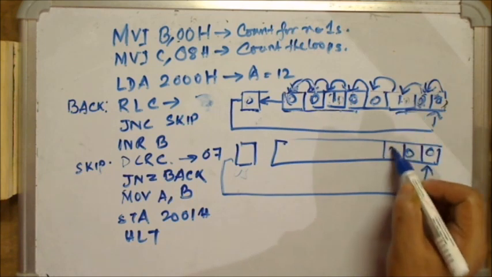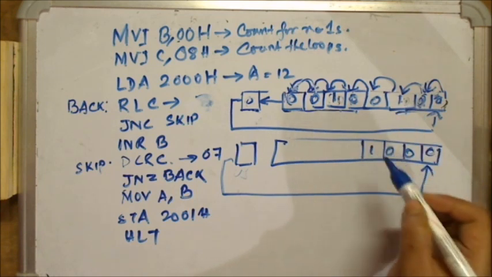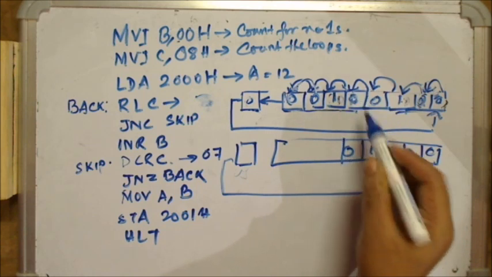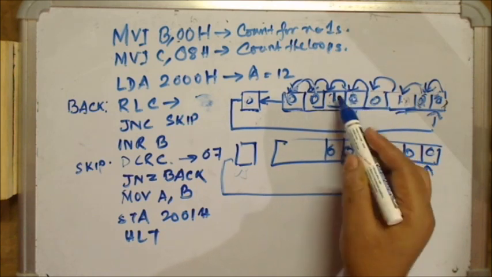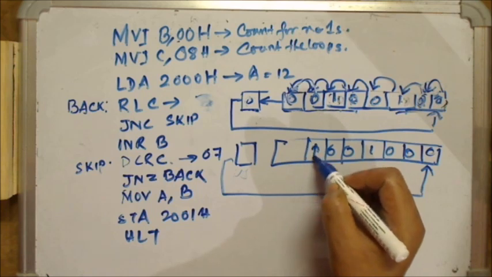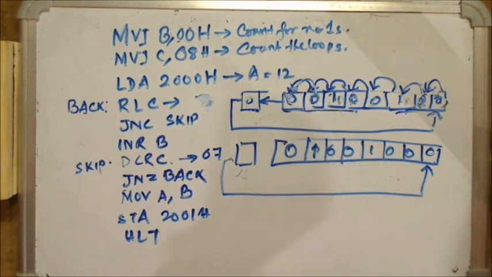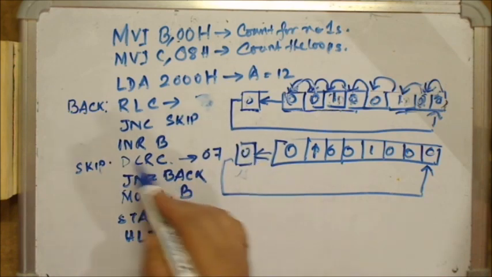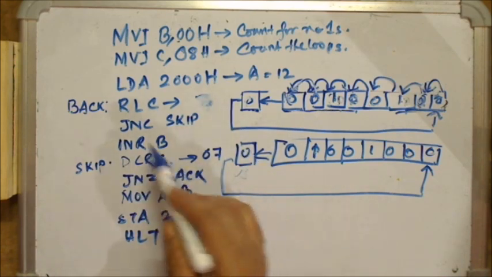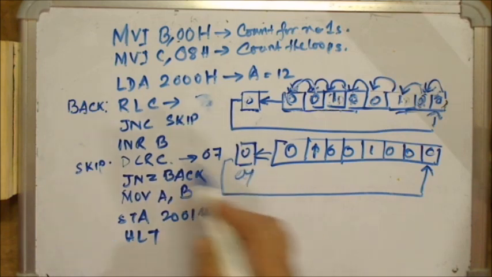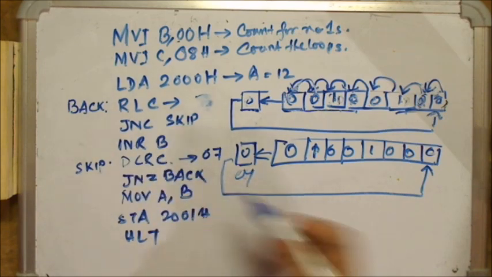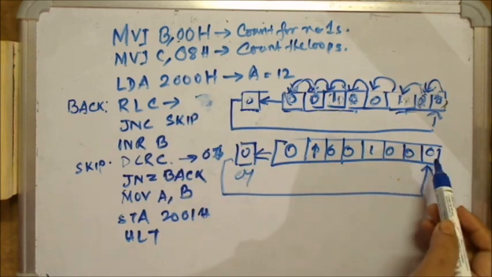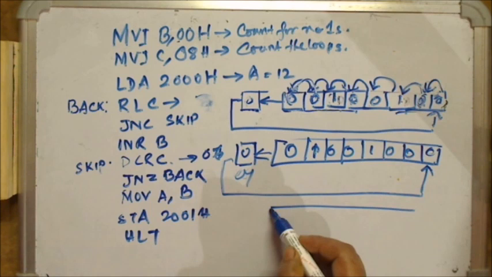This 0 will be shifted here. This 1 will be shifted here. Then this 0 will be shifted this side. This 0 will be shifted this side. This 1 will be shifted this side. And this 0 will be shifted this side. Right? After that, then again INR, if there is no carry, it will skip and it will decrement the count. So it will be now 0, 6. Again we will shift this left.